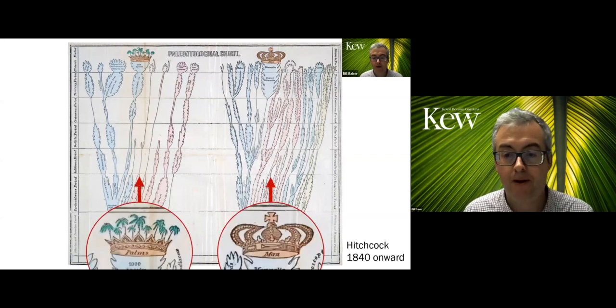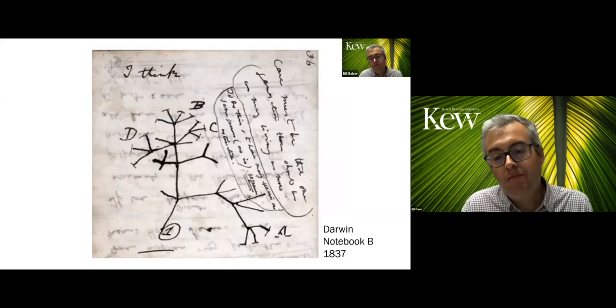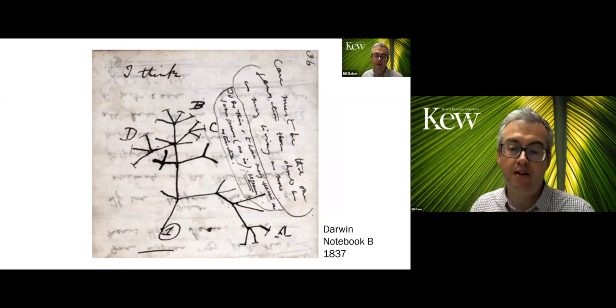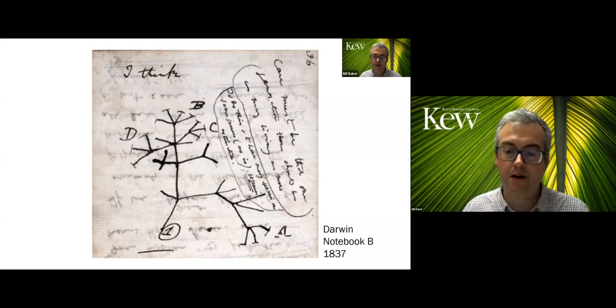I'm quite a fan of these because at the top of the plant tree, juxtaposed against man at the top of the animal tree, we have palms. So I often use this image to big up my own thing. This is, of course, though, why we're all here. We're interested in the evolutionary tree of life. This is arguably the most famous tree of life depiction out there, from the famous notebook B of Charles Darwin that was recently stolen and returned to the library at Cambridge University.